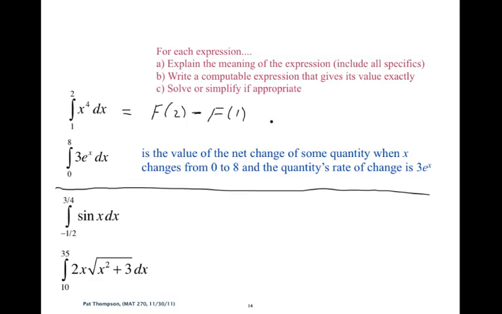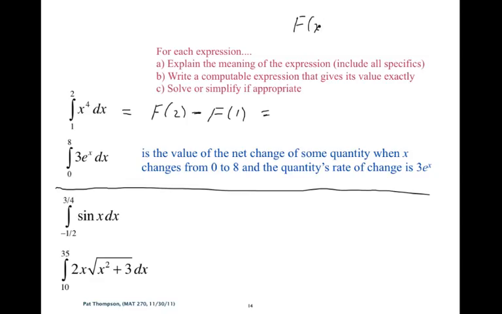So the question is, what is the antiderivative? If we know the antiderivative of x to the fourth, that's the quantity function for which x to the fourth is the rate of change, and that should be not so bad. So we're asking what function's derivative is x to the fourth? And you had some practice of that. Somebody knew? X to the fifth over 5. So that capital F function is x to the fifth over 5.